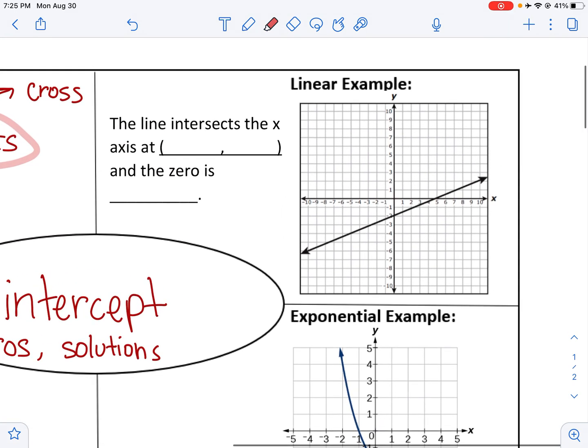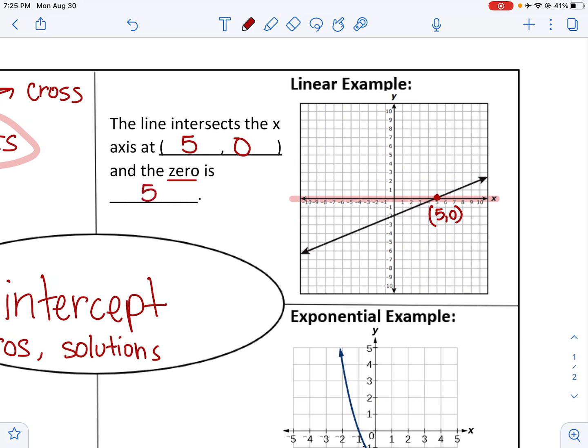Okay, so let's look at a linear example. So we have this linear function. We want to know where it crosses the x-axis. Well, it's crossing the x-axis right here at the point 5, 0. Okay, so it says the line intersects the x-axis. Oh, we just said that, 5, 0. And the zero is 5.